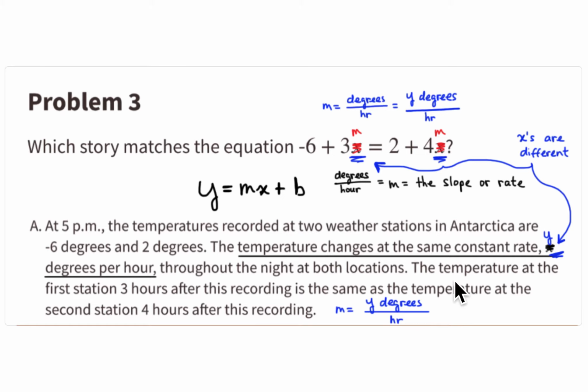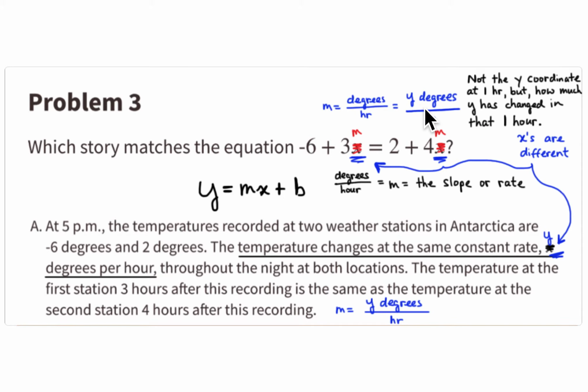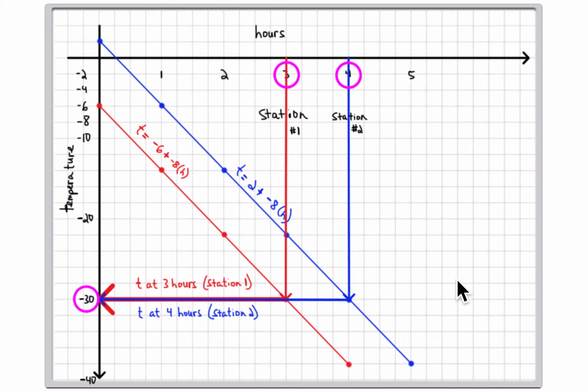You want to make sure the student understands that this is not the y coordinate. This is the number of degrees that are changed each hour. So it's not the y coordinate at 1 hour, but it's how much y changes each hour. So students right now are struggling with this idea of slope, rate of change, rate. What do those things mean? And they have to distinguish those from the coordinates on a graph in an xy pair. So the graph, the issue is to lead students to drawing this kind of graph.